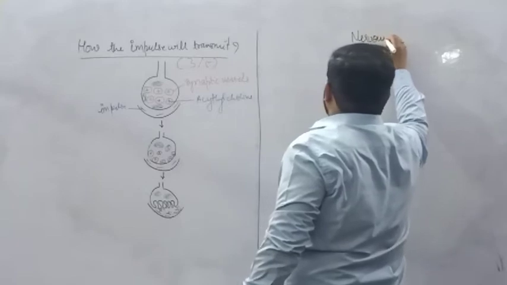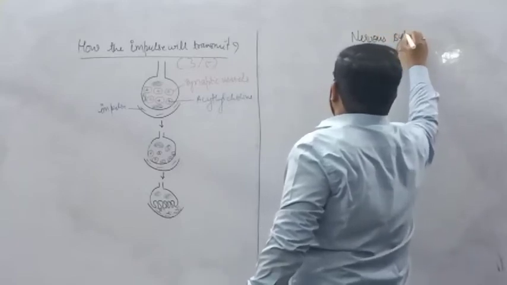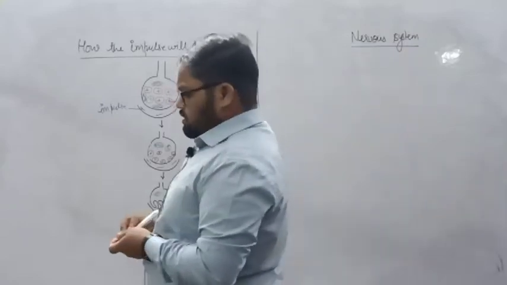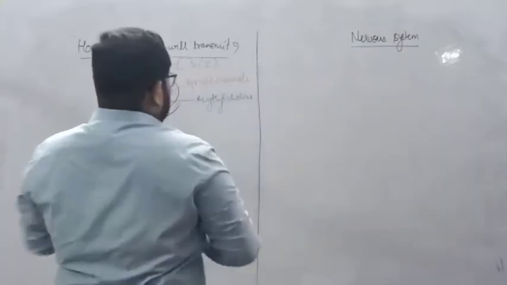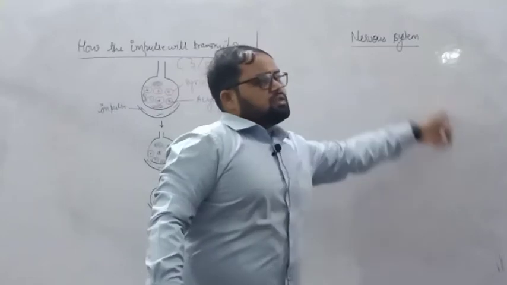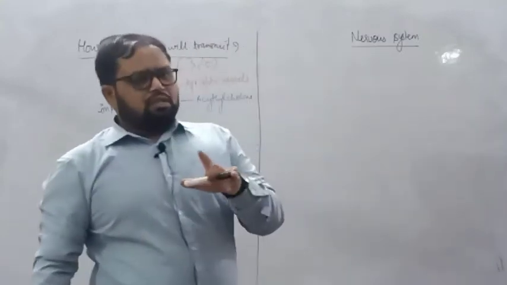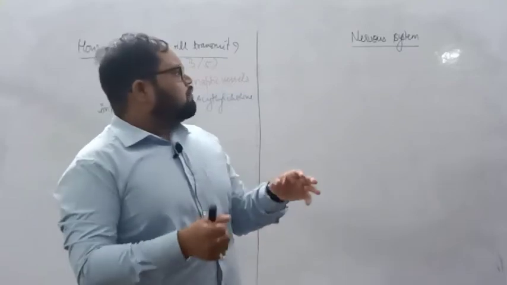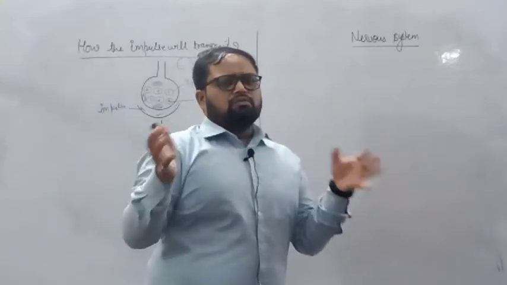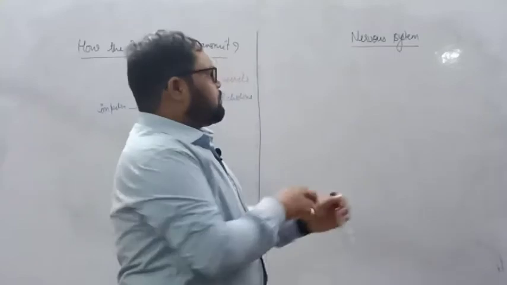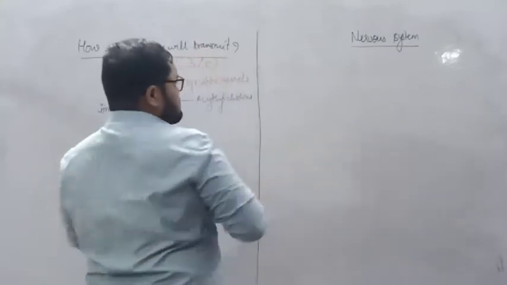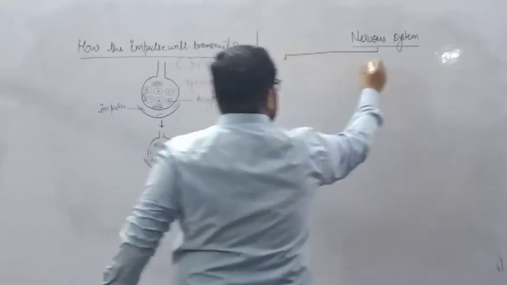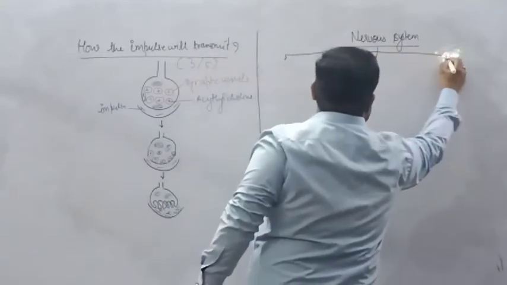Nervous system. As I already told in the first chapter on the digestive system, if a system is there, it will not be formed from a single component. It will be formed from 2 or 3 components. Here this system involves 3 components.